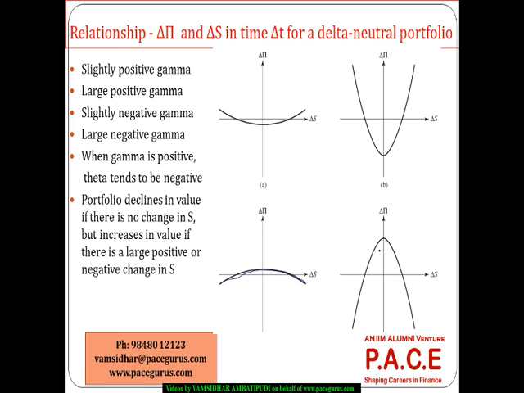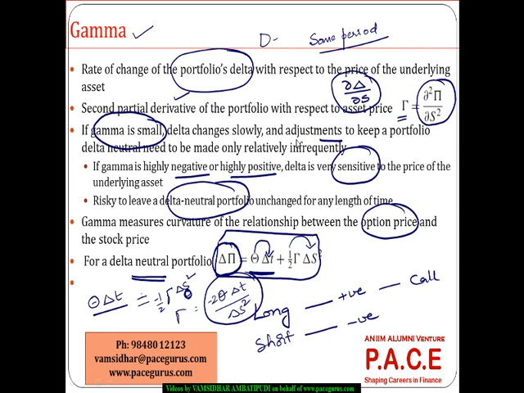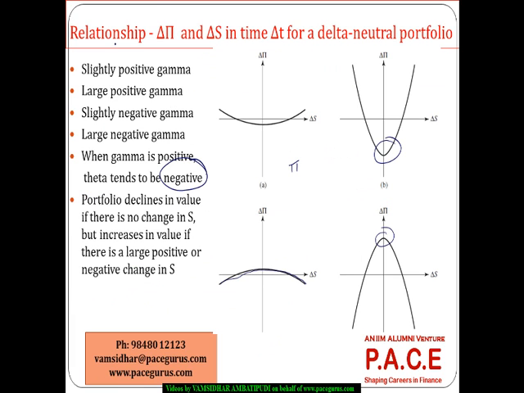Whereas in the other case, in some cases the gamma is going to be much higher, much lower. When the gamma is positive, theta tends to be negative, because we have already talked about that relationship. We said here delta phi is theta times delta t plus half gamma times delta s squared. Because of this relation, when gamma is positive, theta tends to be negative.